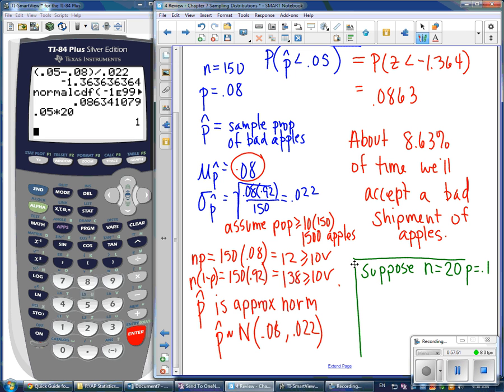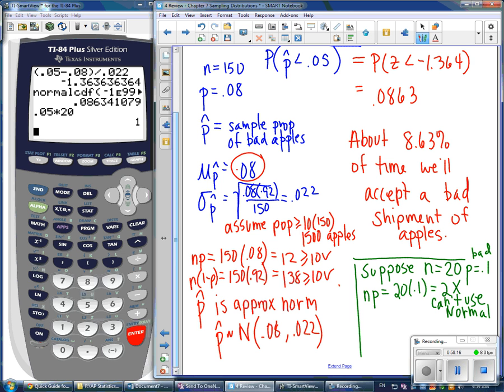So let's say I'm still dealing with the apples. Let's say the probability of a bad apple is 10%, and I'm taking a sample of 20. Well, I know when I check my n times p, 20 times 0.1 is going to give me 2. And since that is not greater than or equal to 10, I can't use a normal distribution here. But I can use a binomial distribution.